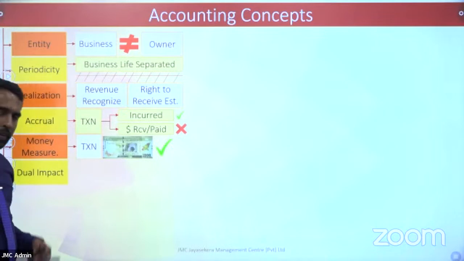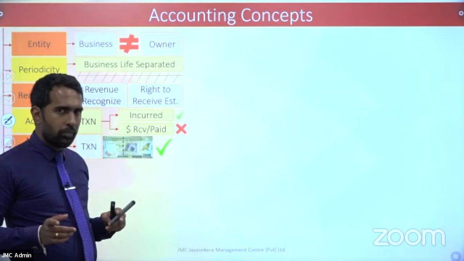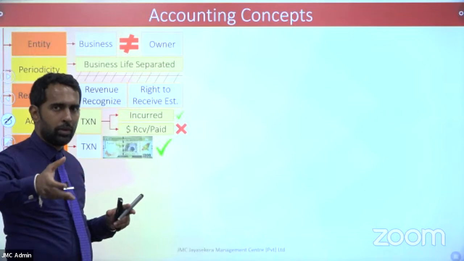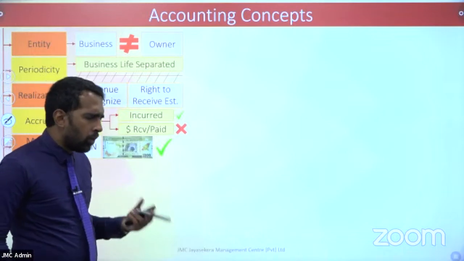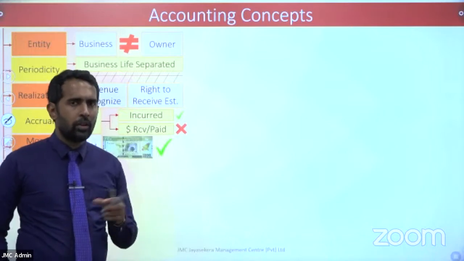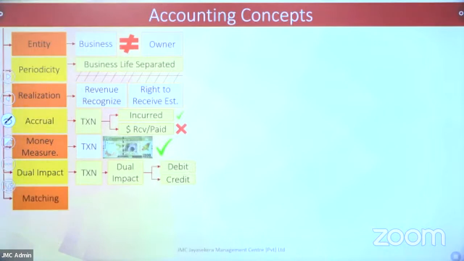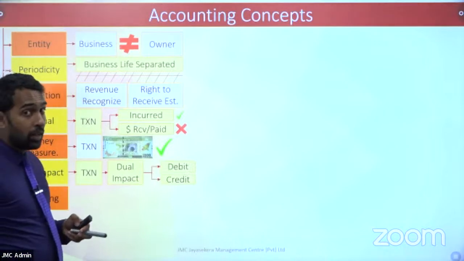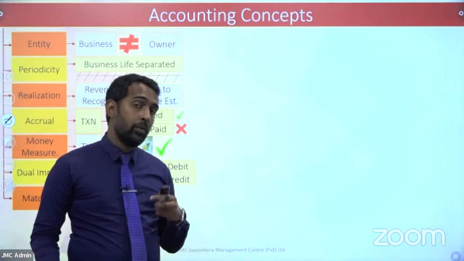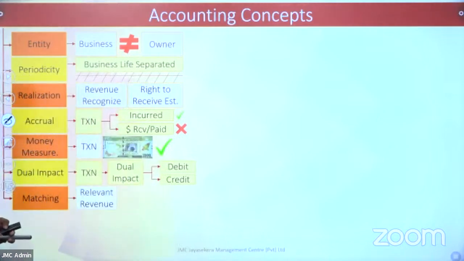Dual impact. Every transaction has a dual impact, right? Every transaction has a dual impact. So one impact, the complete opposite but the same value, on another side. So we record them into our assets, liabilities, income, expense, and equity in terms of a debit and a credit. Matching. When you calculate the profit, we need to match the relevant expense to the relevant income. That is why we do the depreciation, the bonus, and the warranty, and this and that.